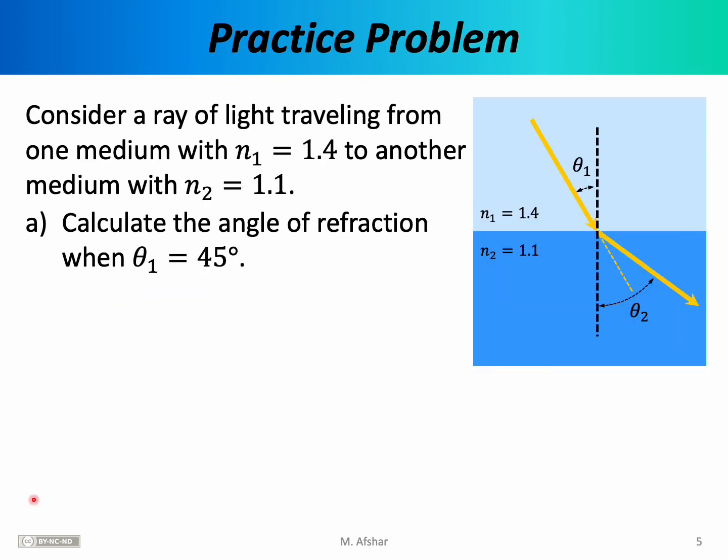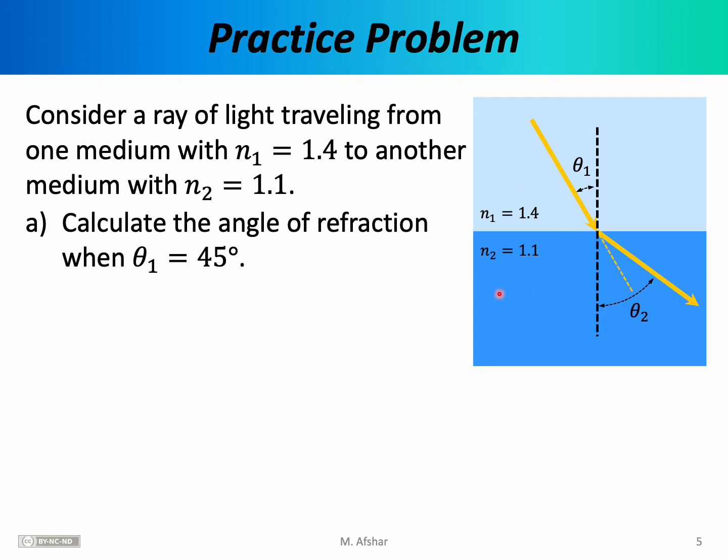Let's do another practice problem with the law of refraction. Consider a ray of light traveling from one medium with index 1.4 to another medium with index 1.1. Calculate the angle of refraction when theta 1, that is the angle of incidence in medium 1, is equal to 45 degrees. So as usual, we have two media. The index in the first medium is 1.4 and the index in the second medium is 1.1. Notice that the indices are different, and therefore the wave speed in the two media will also be different. The waves will travel relatively slow in the first medium and relatively fast in the second medium.